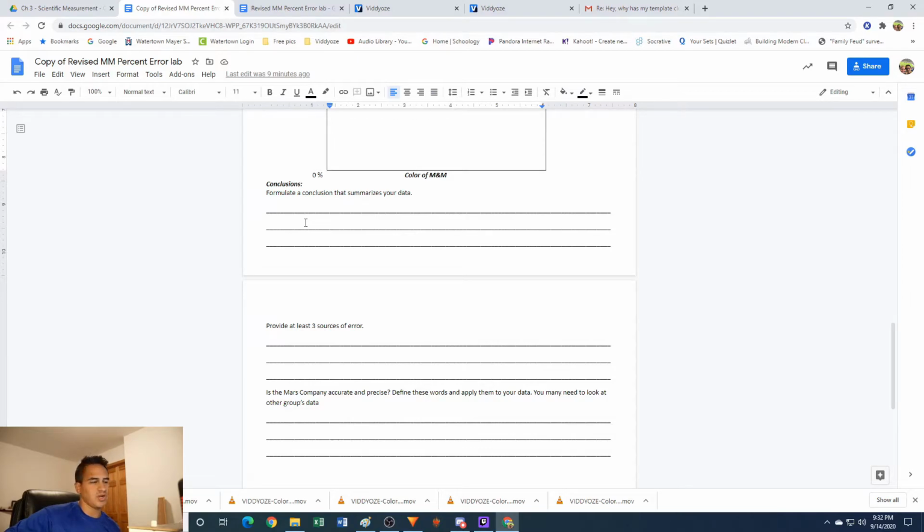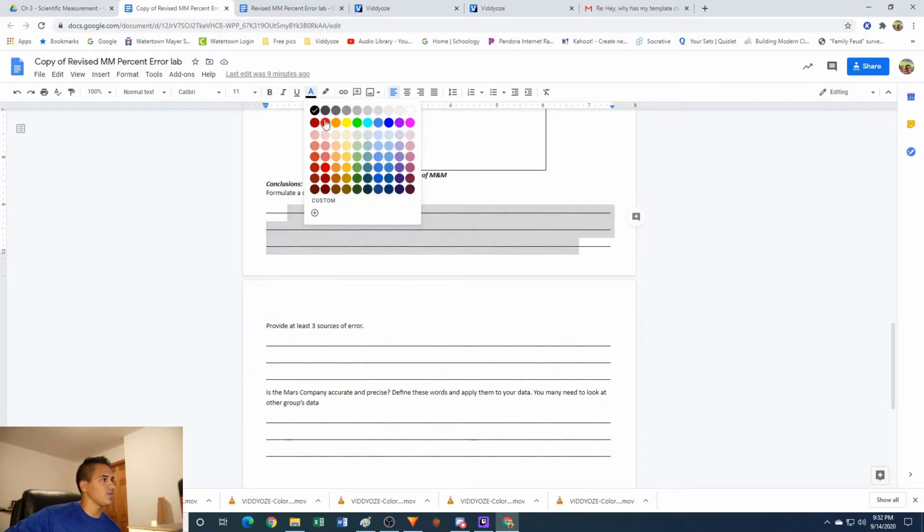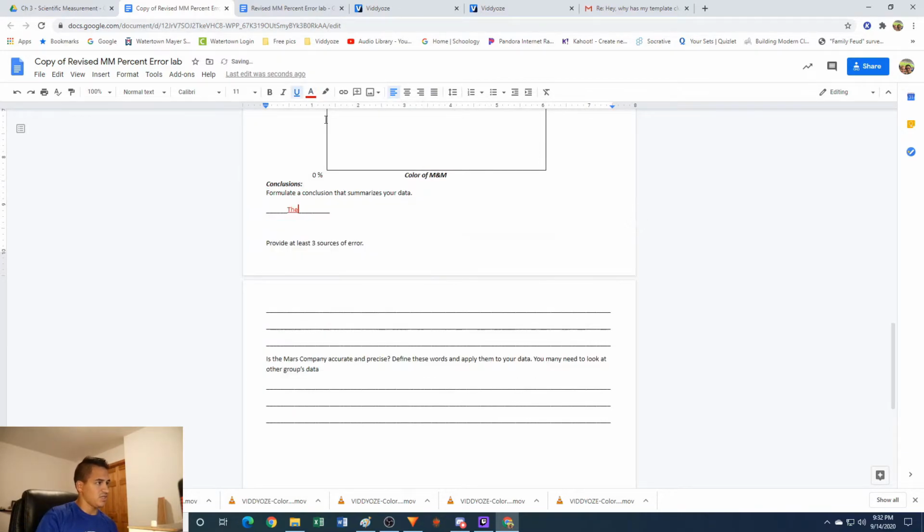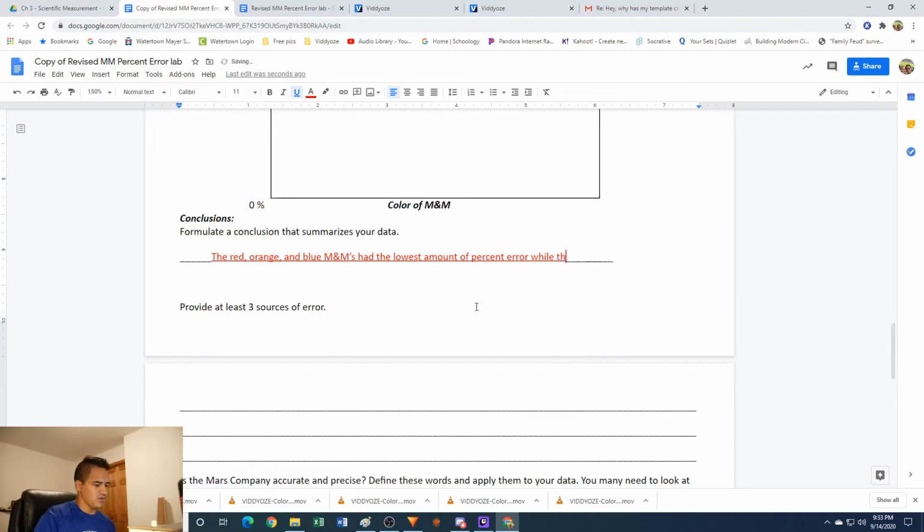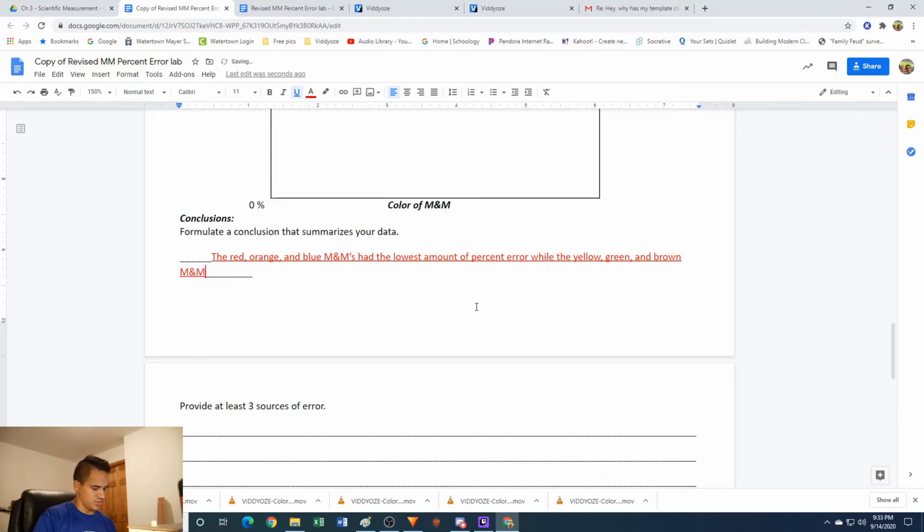The yellow, the green, and the brown M&Ms had the largest amount of percent error. So let's maybe just write something like that. So we can say the red, orange, and blue M&Ms had the lowest amount of percent error, while, let's actually zoom in here too. There we go. While the yellow, green, and brown M&Ms had the largest amount of percent error.